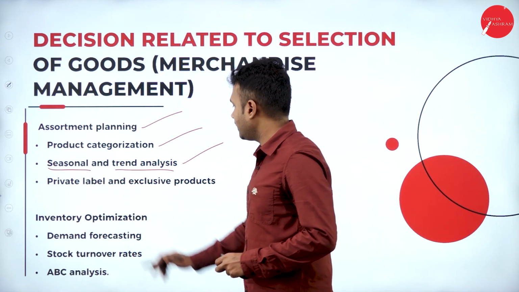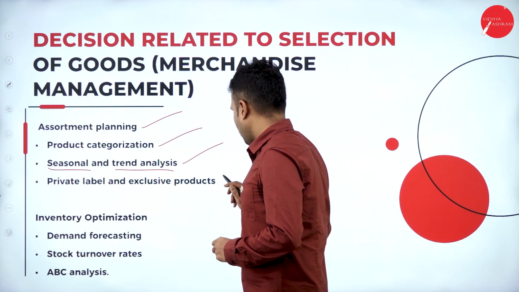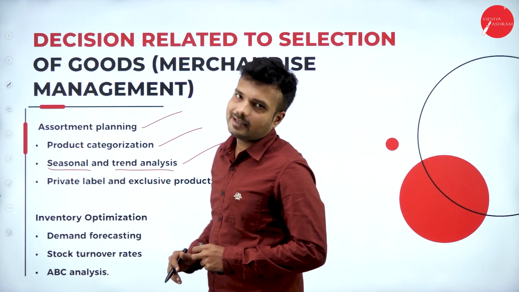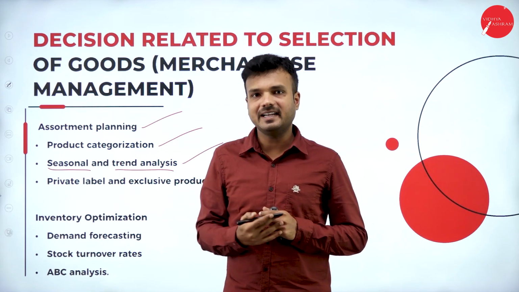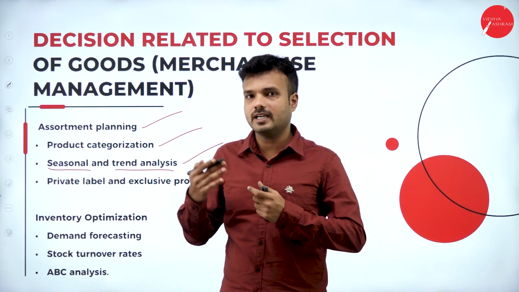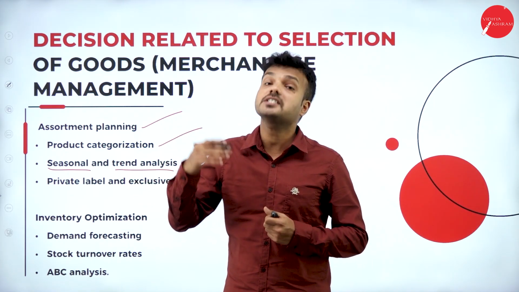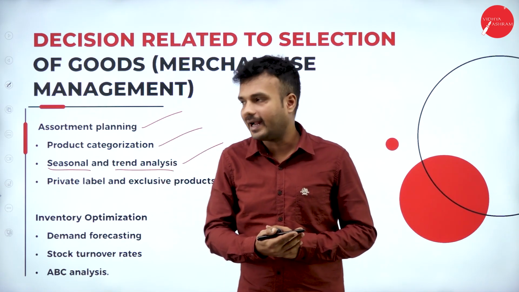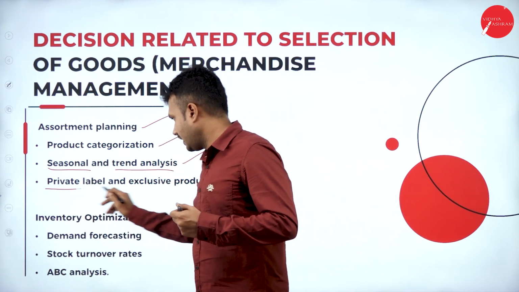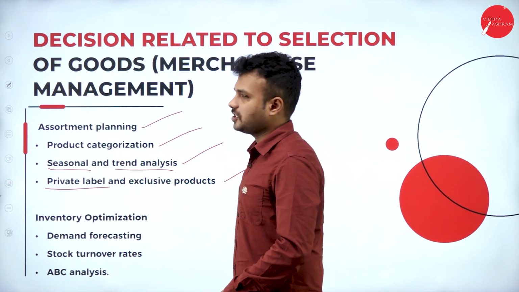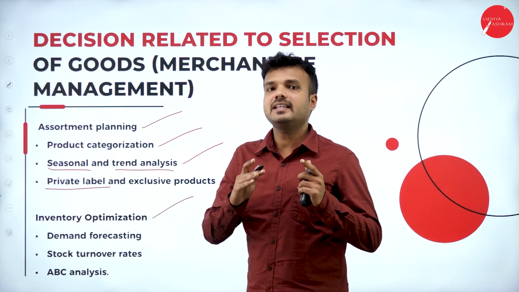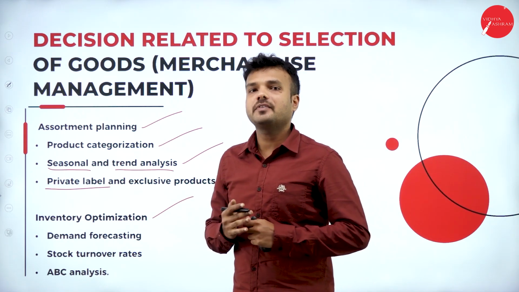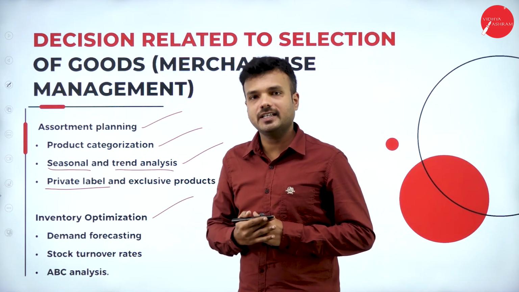Next one is private labeling and exclusive products. Private labeling is nothing but the retailer manufacturing a product under his own brand name. Say for example, Amazon and Flipkart manufacture some kinds of products under their brand name. That is nothing but private labeling. Inventory optimization. This is the process of maintaining the right quantity of inventory to meet the demands of the customers.